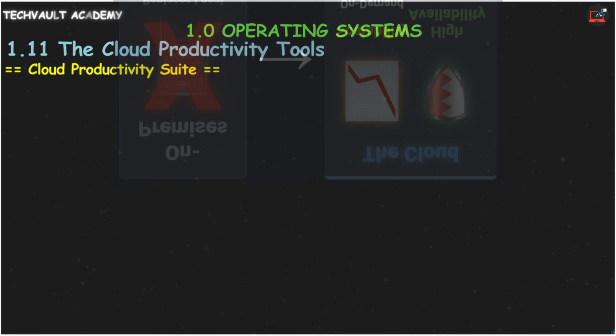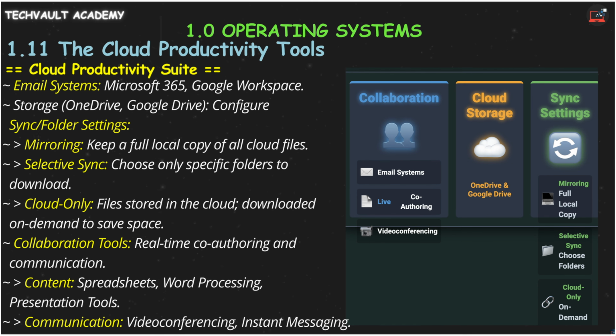This model delivers a full suite of productivity tools. Email systems are the most common, moving from local Exchange servers to platforms like Microsoft 365 or Google Workspace. Cloud storage like OneDrive or Google Drive offers near-limitless space. Critically, you must configure the client's sync and folder settings. You can mirror everything locally, use selective sync to only download specific folders, or keep files cloud-only to preserve local disk space.